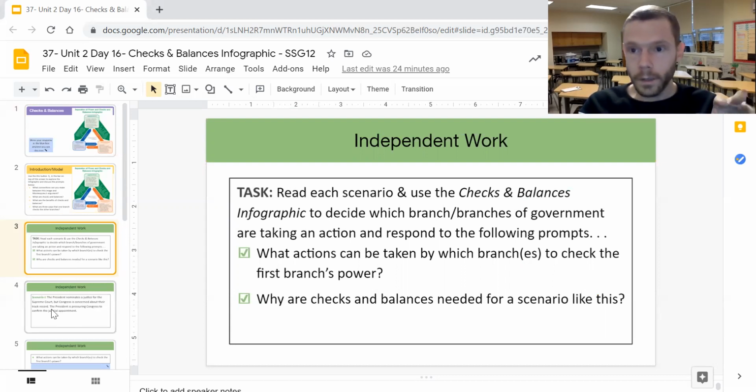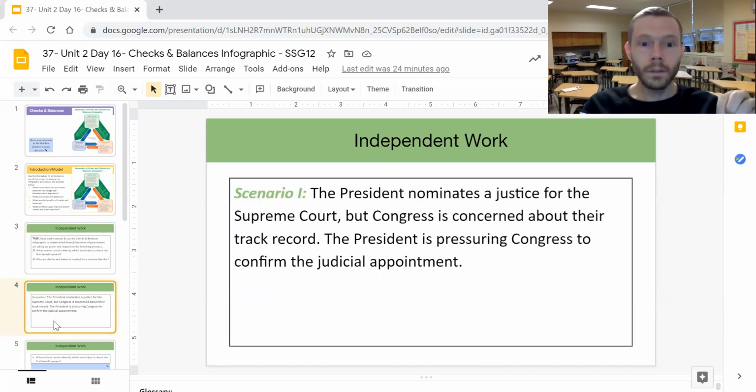But there are two questions that you're going to answer for every scenario. One, what are some actions that can be taken to check the power of the branch in question? And why are the checks and balances necessary for a scenario like this? So you'll read the scenario. For example, in scenario one, the president nominates a justice for the Supreme Court. While Congress is concerned about their track record, the president is pressuring Congress to confirm the judicial appointment.